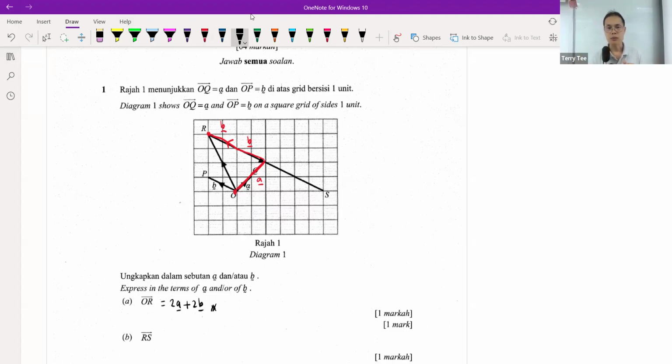Now, if I want to go from R to S, this is also very simple. You notice that OP and RS are actually parallel, but they're going in the opposite direction. OP is going up, the blue line is 1B, but you're going in the opposite direction. So this is negative 1B. There is another one, negative 1B. Another one, negative 1B. Another one, negative 1B. So in total you have 4, so it equals negative 4B. Also a very simple question.